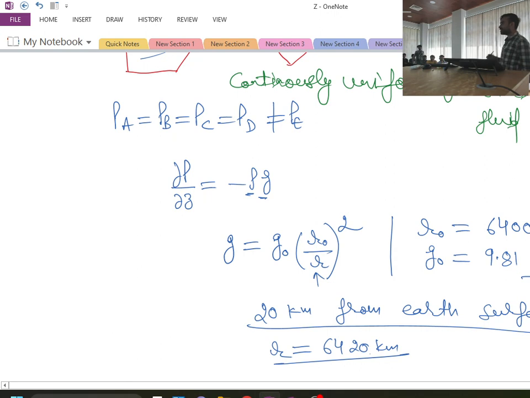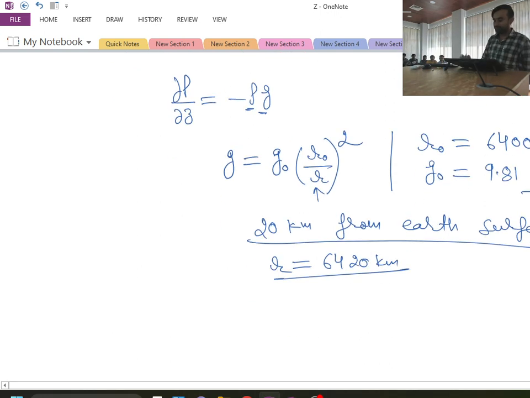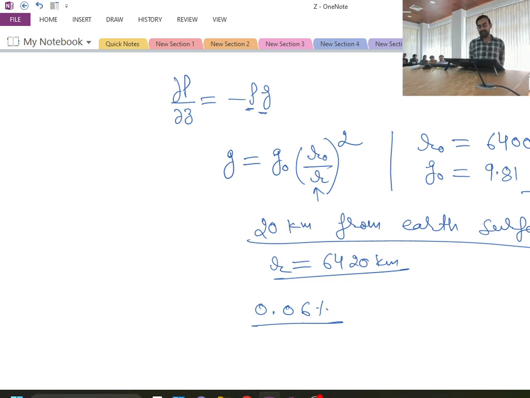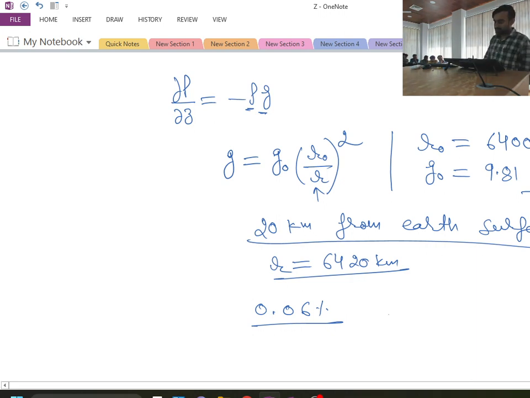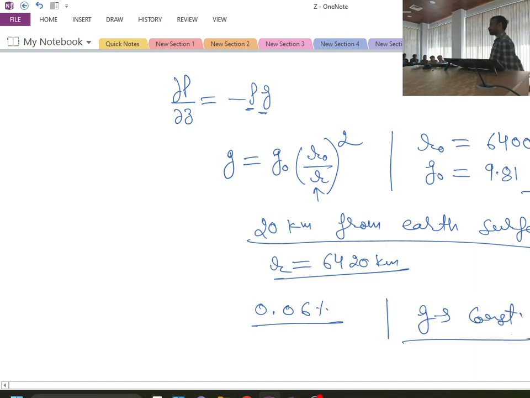Okay, so if you consider this range, you will find that the difference between g and g naught is 0.06%. So this difference is very, very small. Whatever fluid dynamic systems or interactions of the fluid we will be studying in our atmospheric conditions, there we will find that there is not much variation in the values of gravity. So that is the reason we can assume gravity as constant for this course of fluid mechanics. Is this point clear?